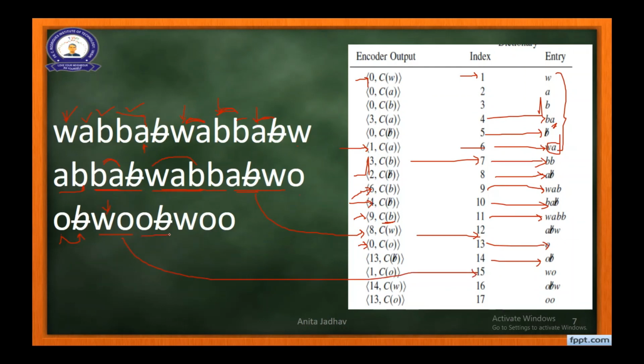Then you have O space. Is it there? O space is there. So you have written 14, and O space W you have included. O is there. Check your dictionary. O, no. So you will send 13. O was there, and this will be your last. So this is the encoder output which you will be sending to the receiver.